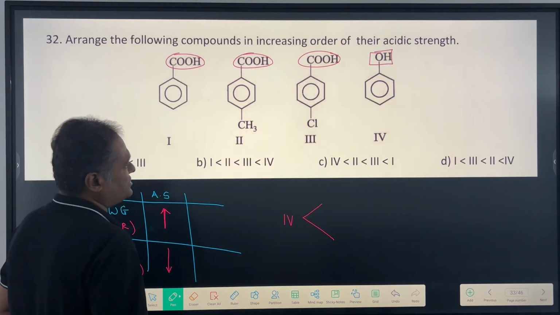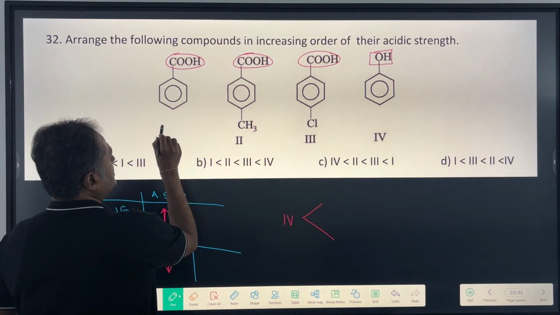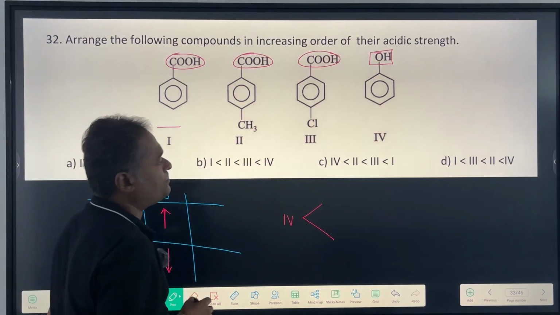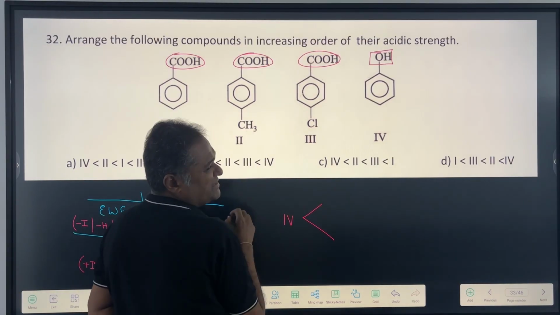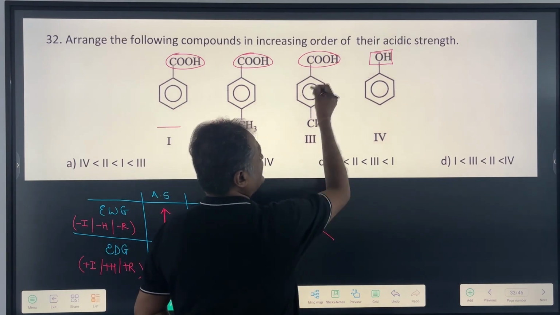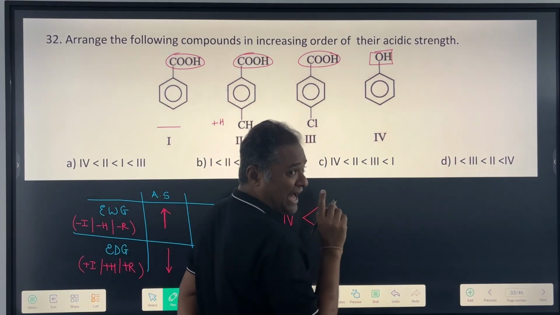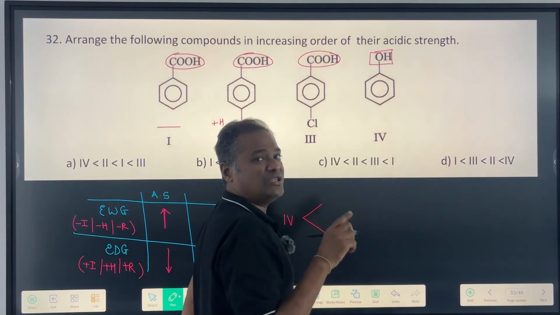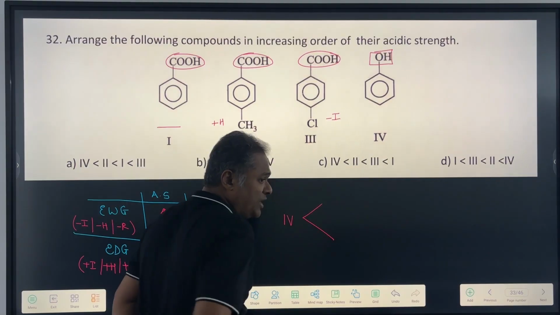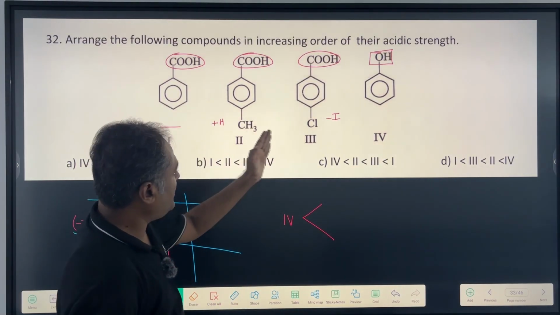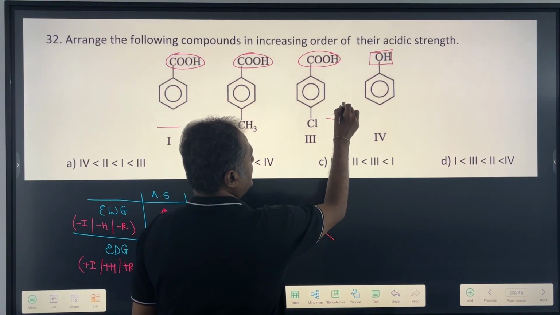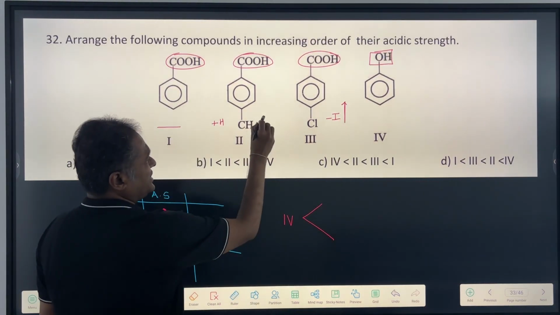Now let's see the variation. In the first, you don't have any group over here, so this has no effect of an additional group. Here you have a methyl group attached to benzene, which gives a plus H effect. When Cl is attached to benzene, it shows plus R effect and minus I, but since halogens are an exception, the minus I effect dominates. Out of these three, which group will increase the acidic strength? Obviously the one which shows negative effect. So this will increase, and this will decrease.